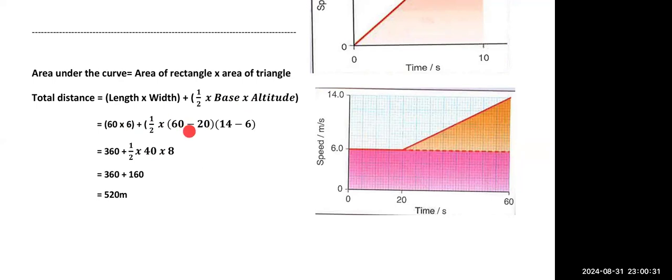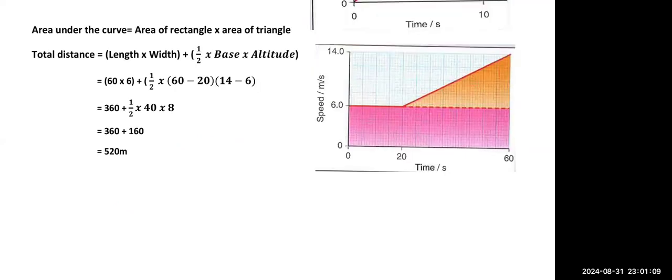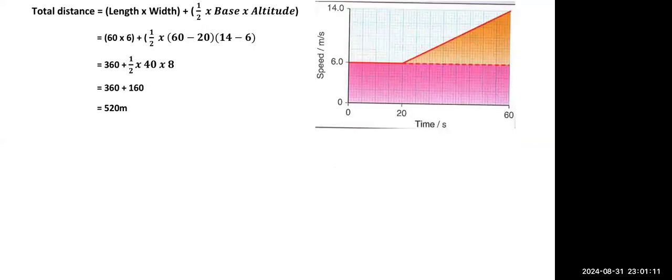You have to find the interval. And the altitude starts from this one and ends at that position. The value of this point is 6 and the value of this point is 14. So 14 minus 6 will be equal to 8. You have to solve all these steps and you will find 520-meter area under the curve, which will be the distance of your moving object. So in this way you can easily find the distance of any moving object if you divide the graph into different geometries by using the mathematical steps.